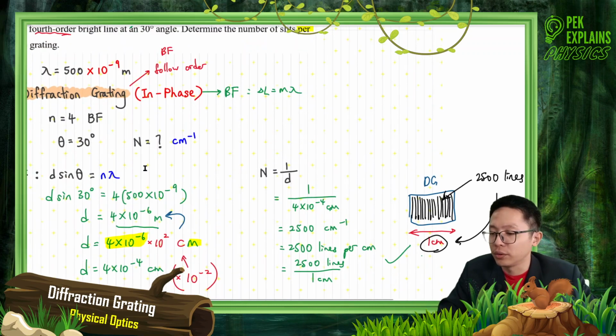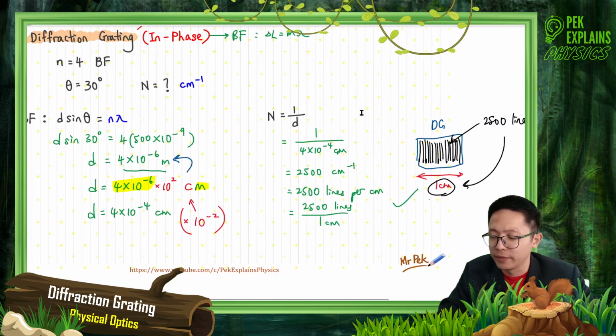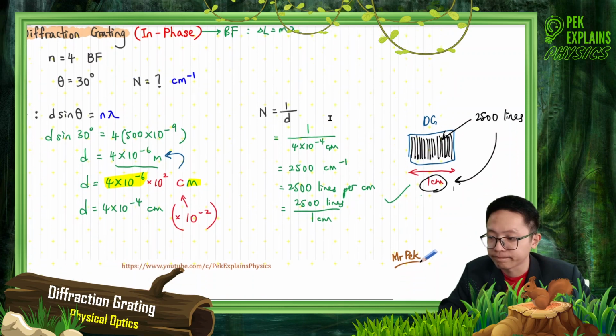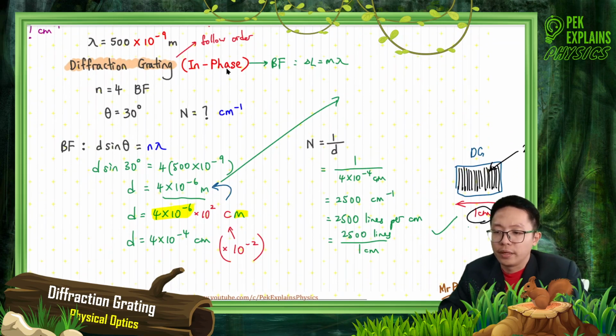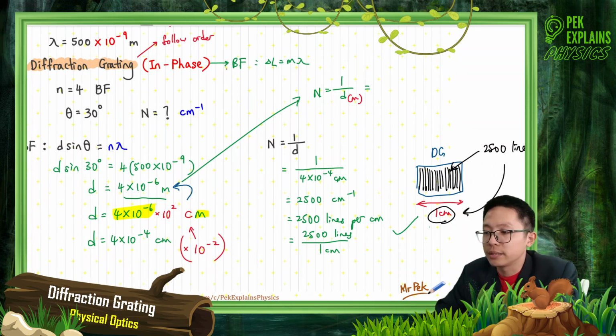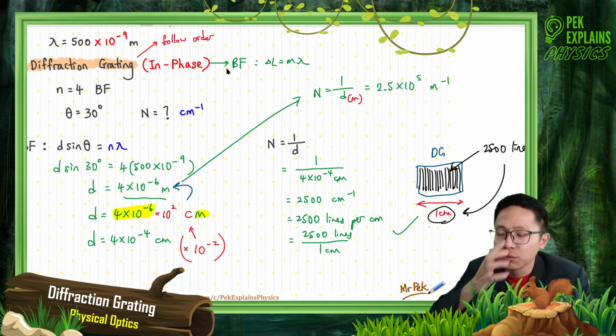The other way to change the unit is that you can also change it directly. Let's say you get the answer and you want to change it. If you use n equal to 1 over d, with d in meter, you will get the answer in per meter, which is 2.5 exponent 5 per meter. So how do you change to per centimeter?